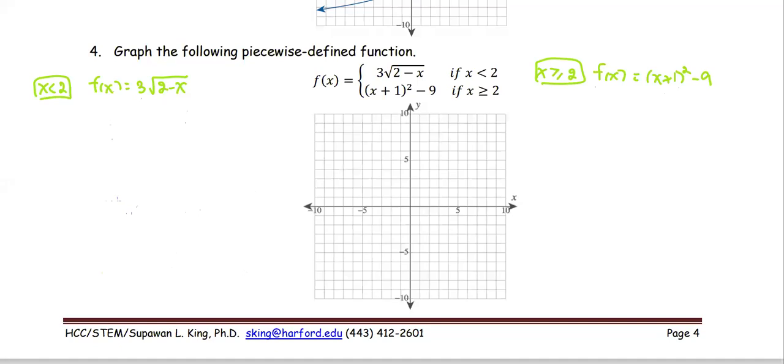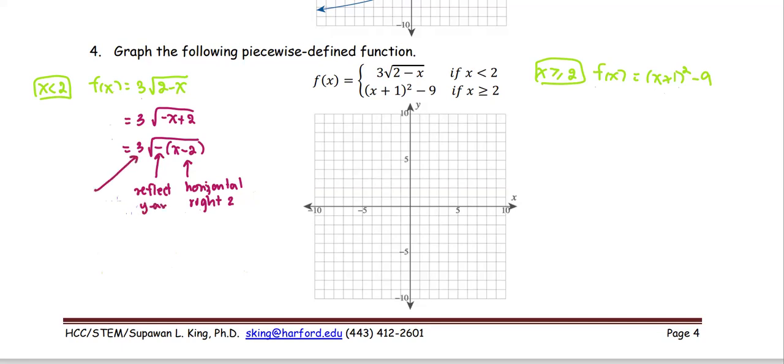So we're going to start with the side for x less than 2. We write it in a form that we can see the order of the transformation. This is 3 times the square root of negative (x minus 2). Starting from inside out, x minus 2 means a horizontal shift to the right 2 units. The negative sign in front of the quantity tells us about the reflection, reflected about the y-axis.